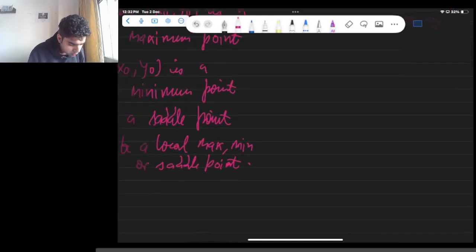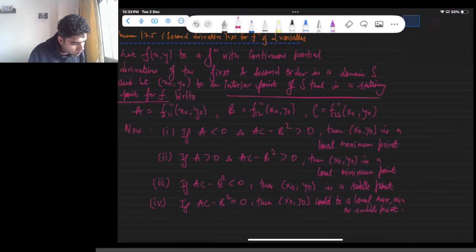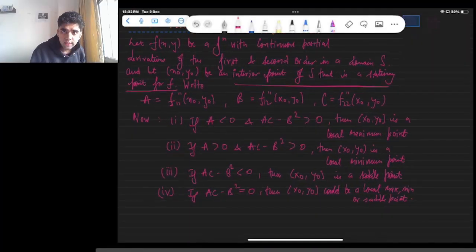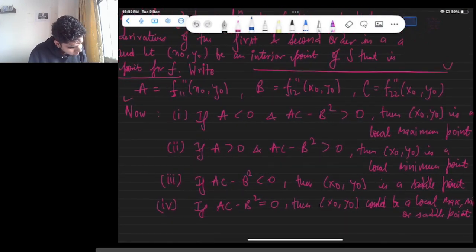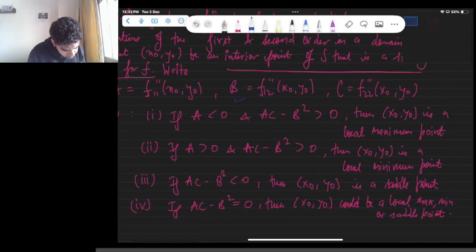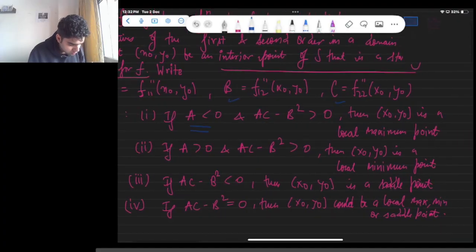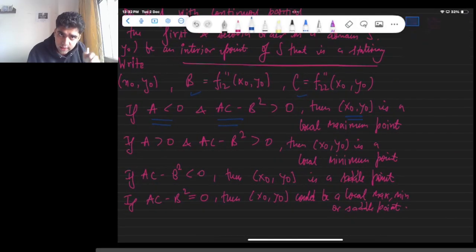So now going back to our theorem. This theorem is saying that this is a, this is b, and this is c. So the theorem says that if a is less than 0 and ac minus b square is greater than 0, then x naught comma y naught, which was our interior stationary point, is a local maximum point. These are the conditions. What we'll be doing is following the process. We'll be finding the interior stationary points, finding the second order partial derivatives, and after that we'll be denoting them as a, b, or c, and then applying these conditions.